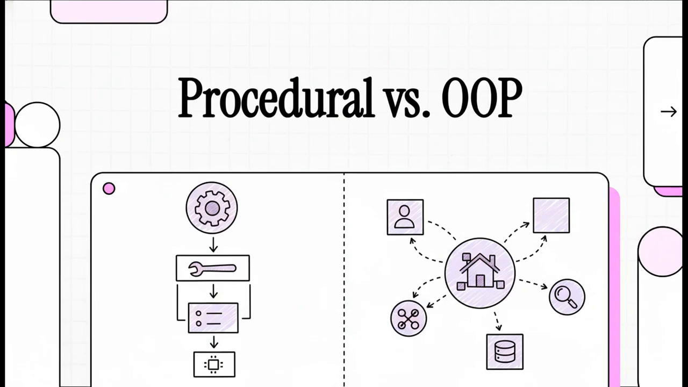Have you ever stopped to wonder how all the software you use is actually built? At its core, it really boils down to two master blueprints that engineers use to build literally everything. And today, we're going to break them down.